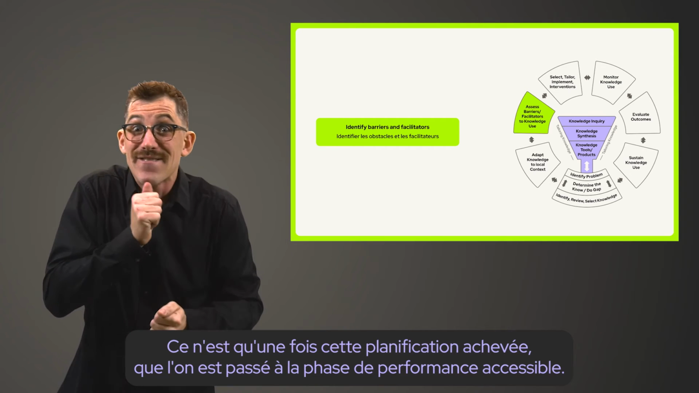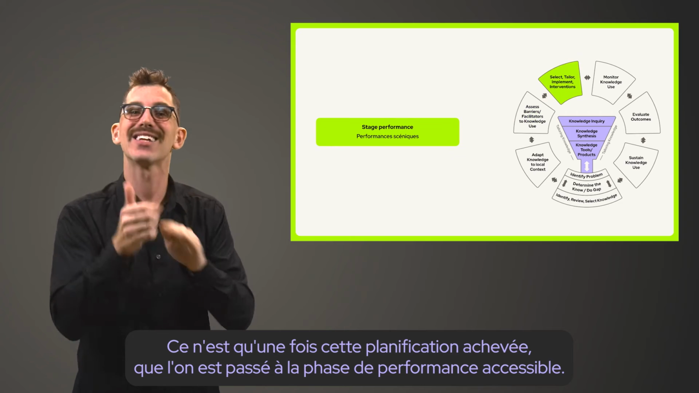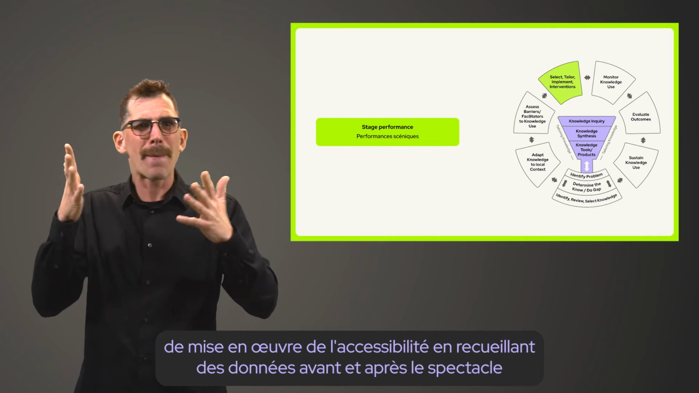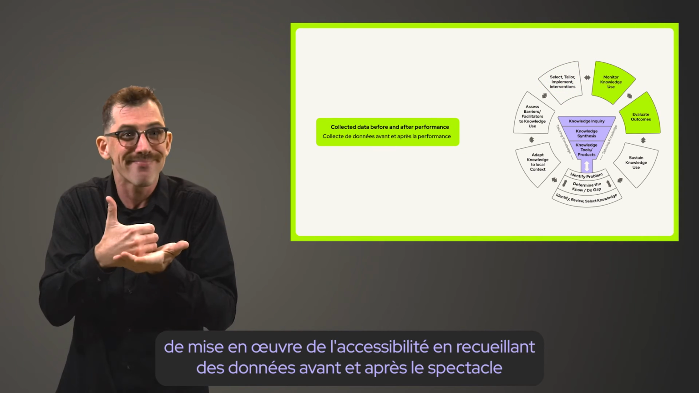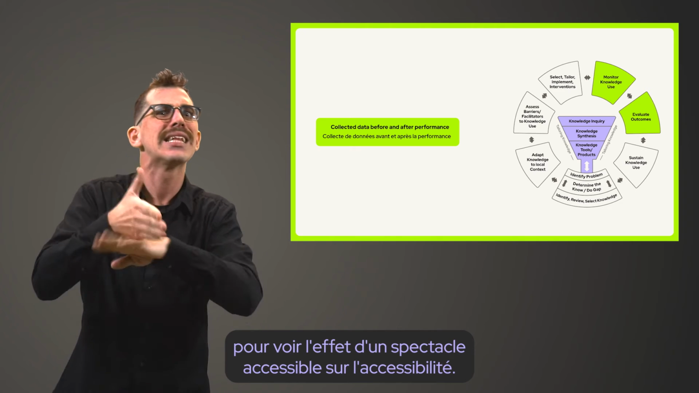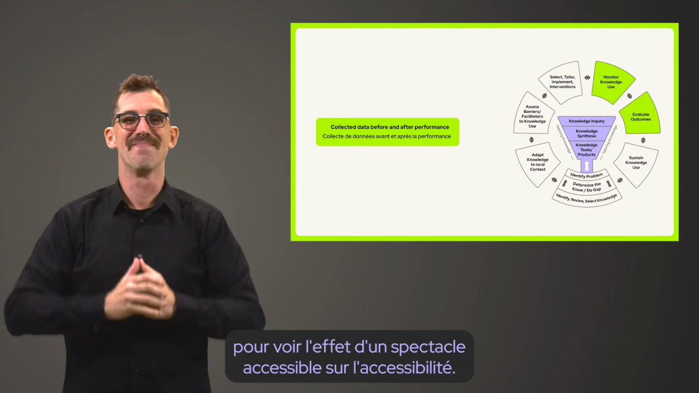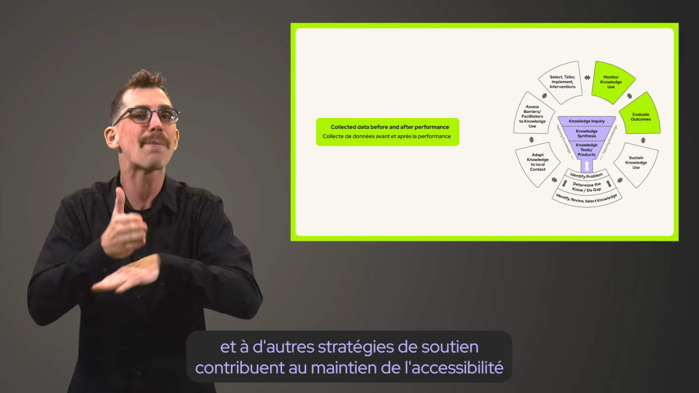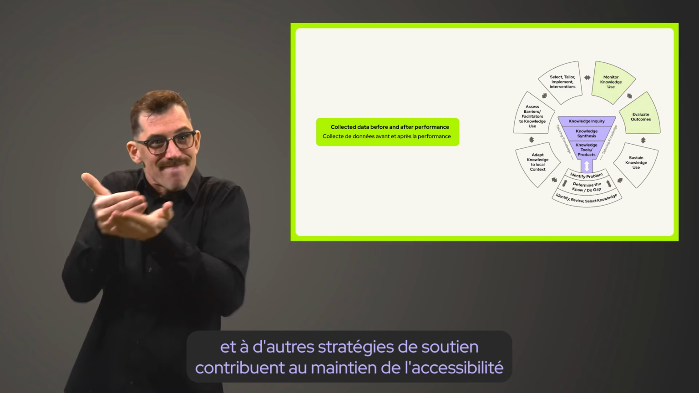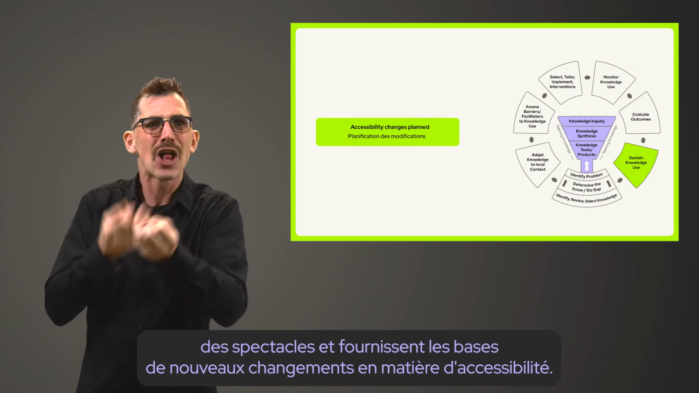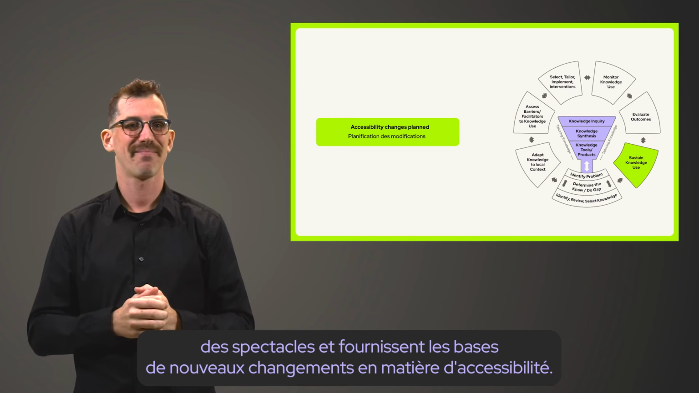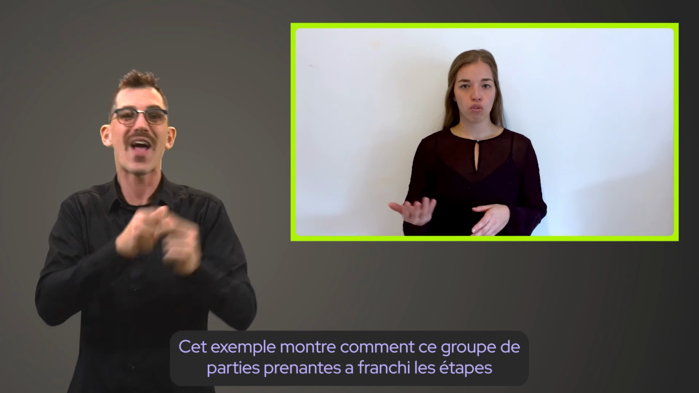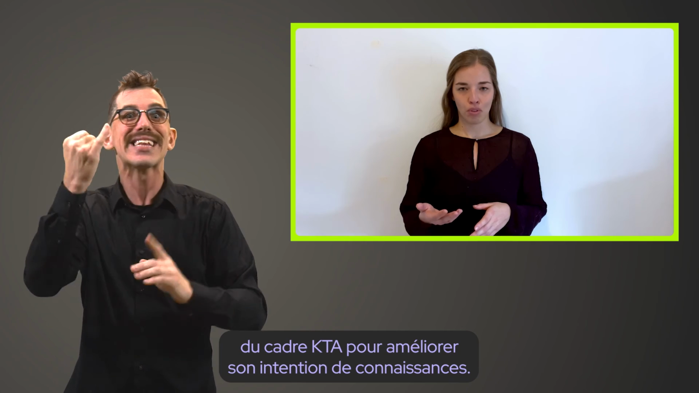Only once this planning was completed was the accessible performance staged. The team evaluated accessibility knowledge and implementation outcomes by collecting data both before and after the performance to see the effect of the accessible performance on accessibility. This project is still ongoing, with continued access to accessibility training and other supportive strategies contributing to sustained accessible performances and providing the groundwork for further accessibility changes. This example demonstrates how this group of stakeholders moved through the steps of the KTA framework to improve their retention of knowledge.